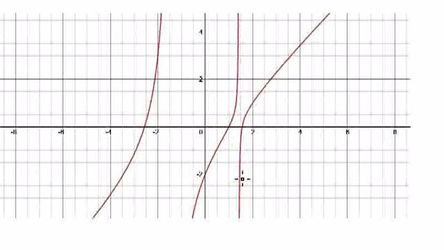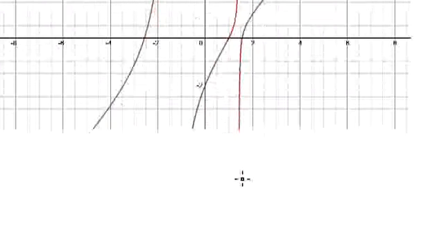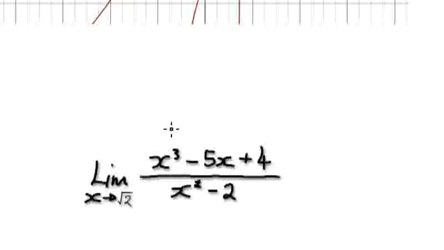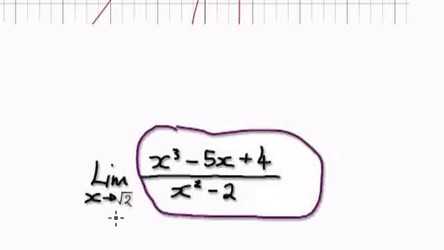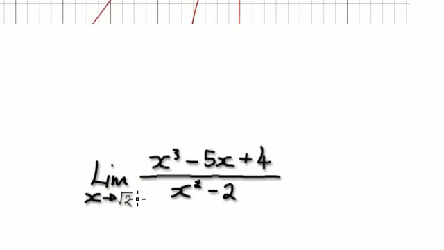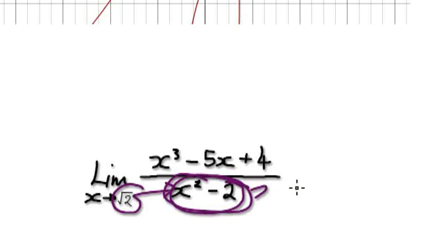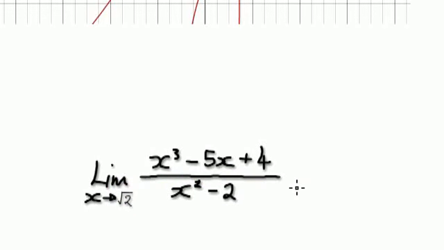So let's try and find out the limit as x approaches root 2. So this was our original function here. Now we are trying to find out the limit as x approaches root 2. Okay, so well, if you put root 2 into here, this whole thing would be 0. So you can't have something over 0.